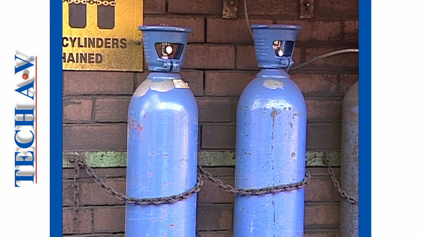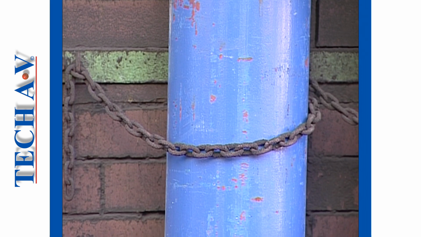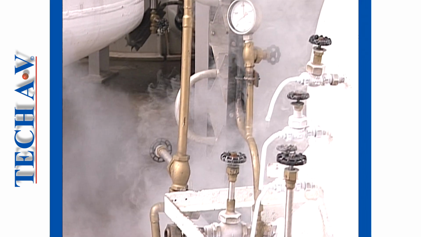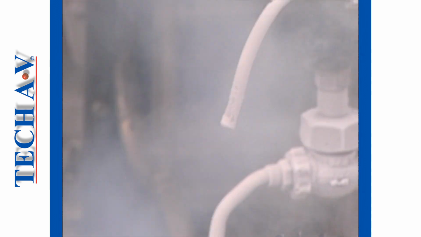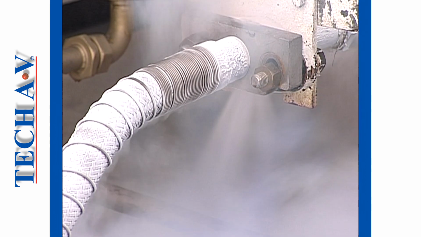Gas cylinders must always be stored and transported in an upright position and chained to prevent them from falling over. Immediately report any gas and compressed air leaks to your supervisor. This concludes our first part on general safety in the workplace.